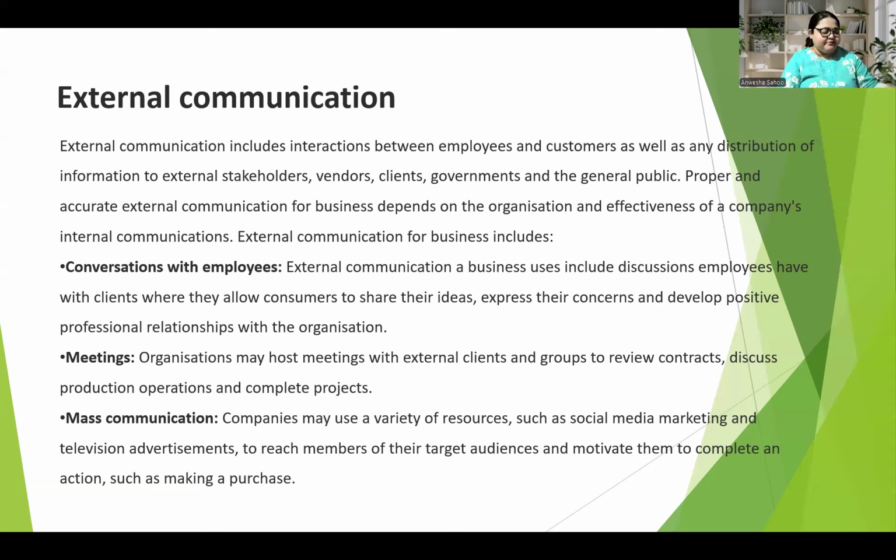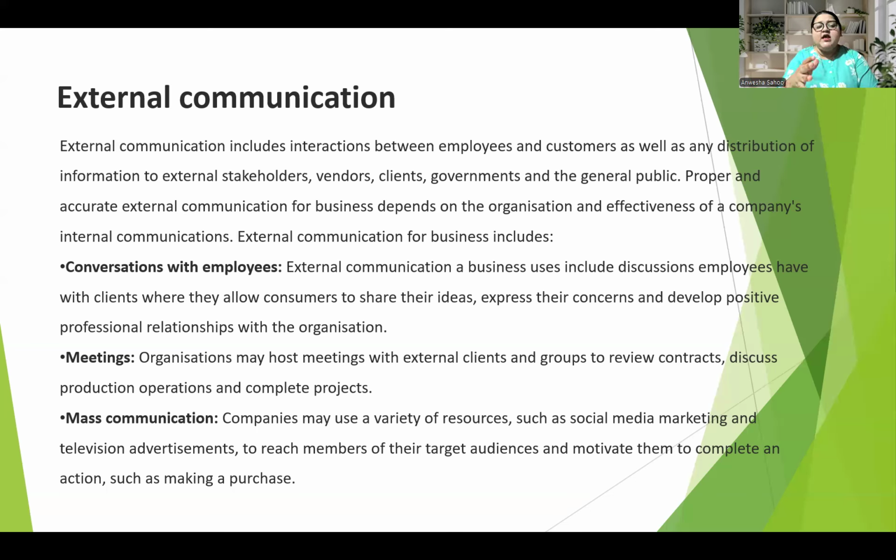Next is meetings. What are meetings? Organizations may host different kinds of meetings. Meetings can happen both internally as well as externally. Meetings within the organization, within different departments and teams, and meetings can also happen externally with external clients and groups to review contracts, discuss production operations, and complete projects.